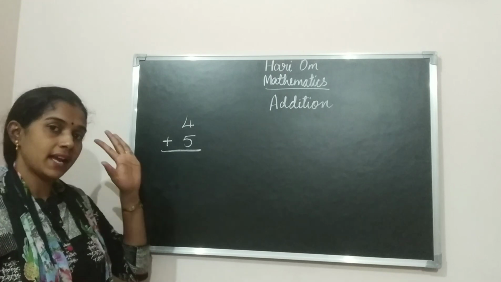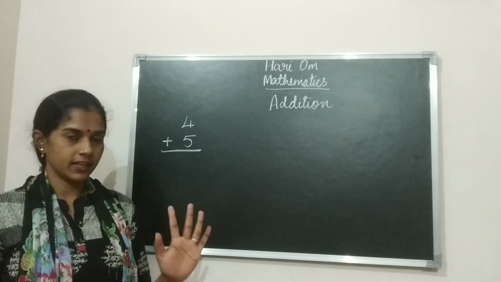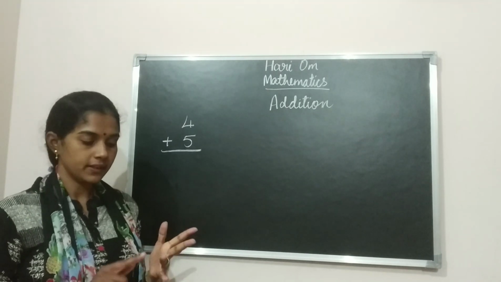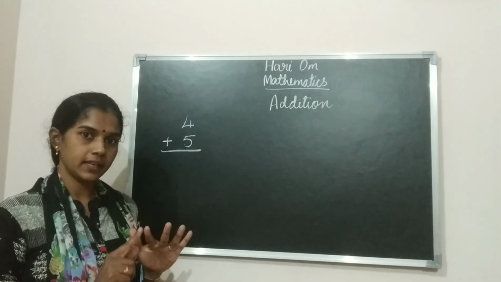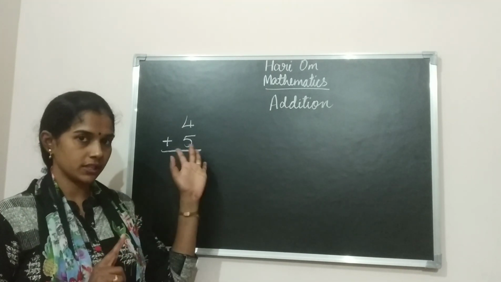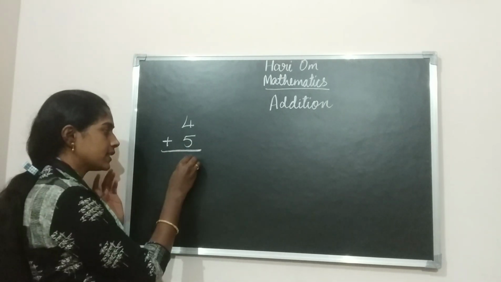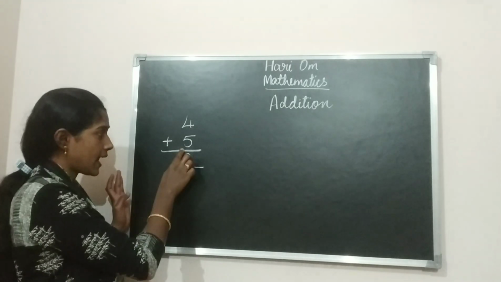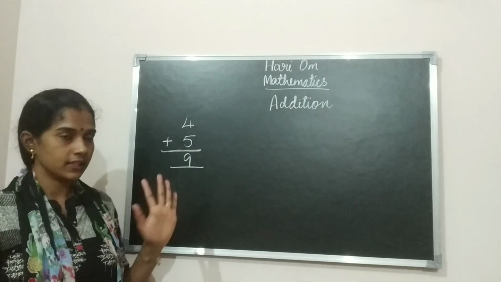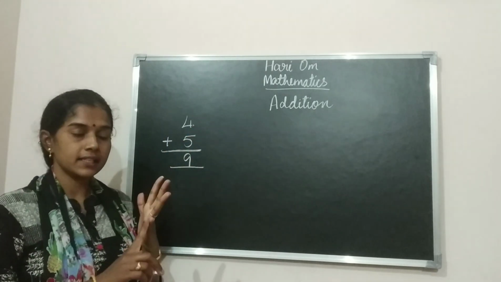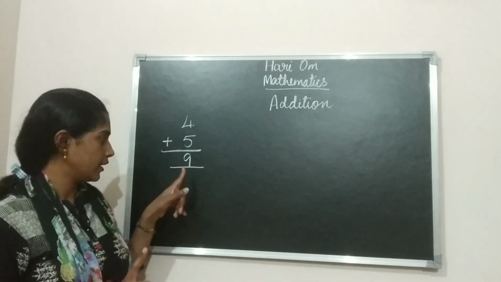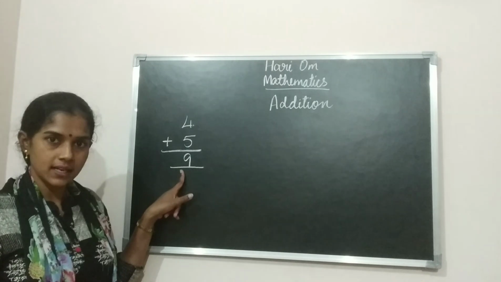4 in our mind and 5 in our finger. After 4, it is 5, 6, 7, 8, 9. So what is 4 plus 5? It is 9. How to add it? 4 in our mind and 5 in our finger. What comes after 4? It is 5, 6, 7, 8, 9. So 9 is the answer.